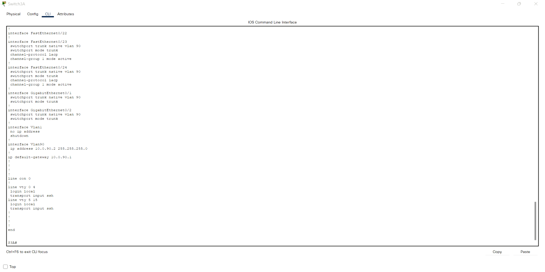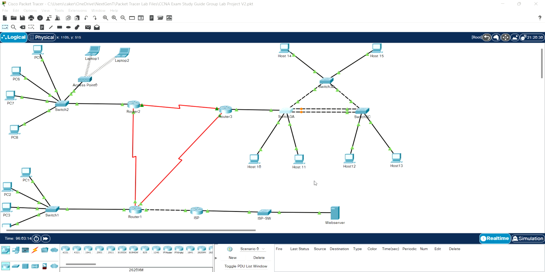And for switch B, same deal. VTP mode client, VLAN 90 on the management interface, 10.0.90.3 and gateway 10.0.90.1, FA0/1 VLAN 70, FA0/2 VLAN 80. And you can see that this just kind of repeats. Switch C3, VTP mode client, management interface VLAN 90, 10.0.90.4/24, gateway 10.0.90.1, FA0/1 VLAN 70, FA0/2 VLAN 80.